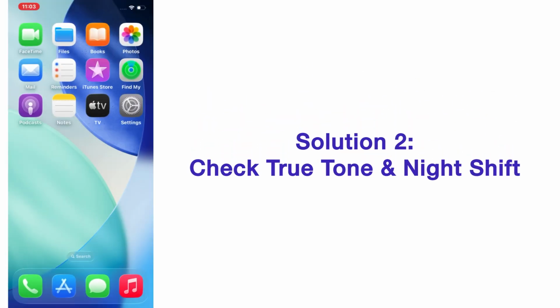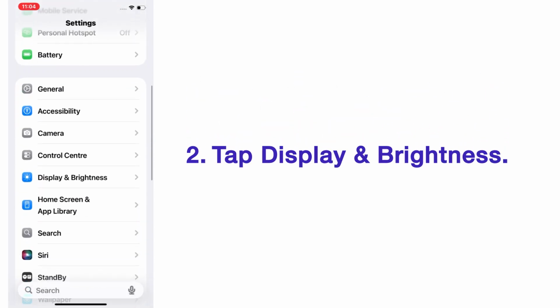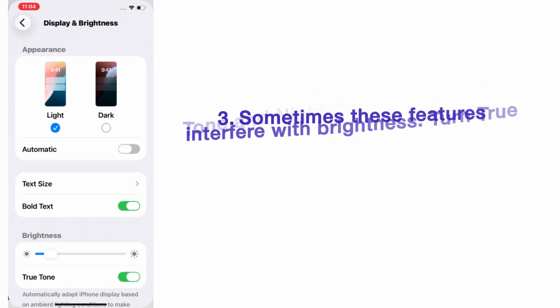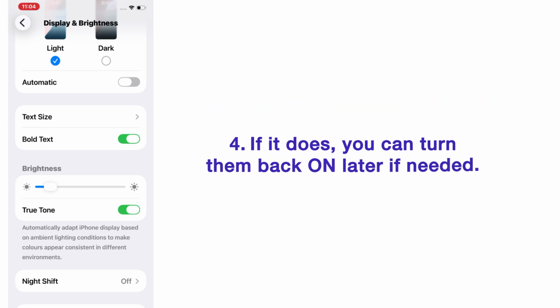Solution number 2. Check True Tone and Night Shift. Open the Settings app on your iPhone. Tap Display and Brightness. Sometimes this feature interferes with brightness. Turn True Tone and Night Shift off and see if brightness works normally. If it does, you can turn them back on later if needed.